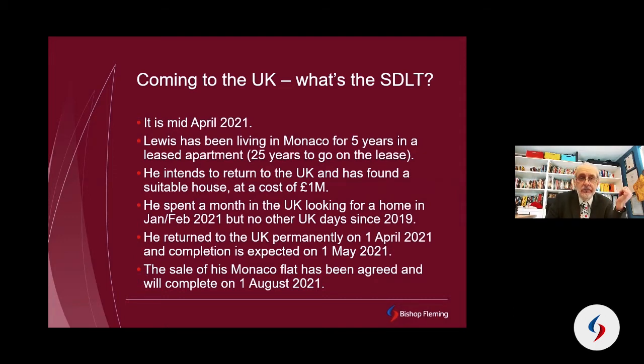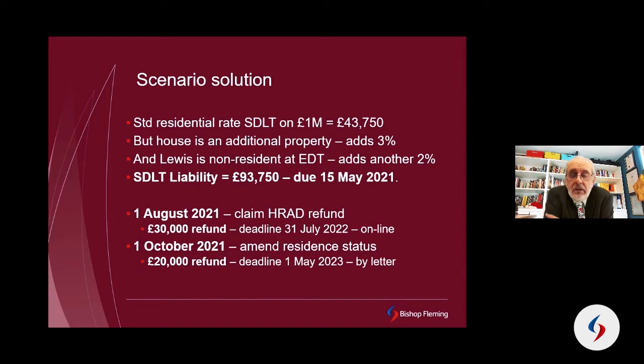What's the tax situation? Well, standard residential rate, no surcharges, on a £1 million property would be £43,750. But he's got an additional property. He's got a flat, shall I say, in Monaco. It's foreign, but it still counts. So he's got to pay another 3% on top of that, another 30k on top. But he's also not resident at the effective date of transaction, so he's got to pay another 2% on top of that. So on the 15th of May 2021, he will pay £93,750 of SDLT.